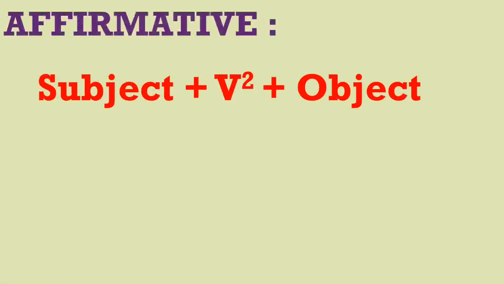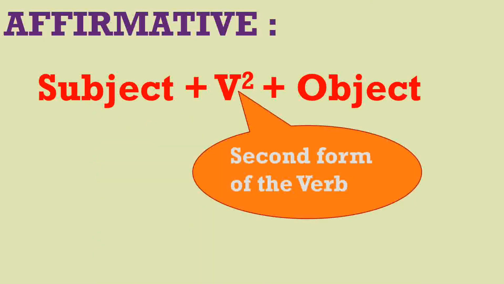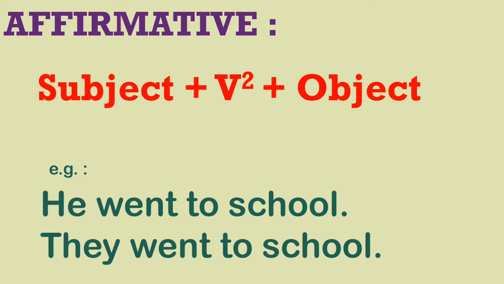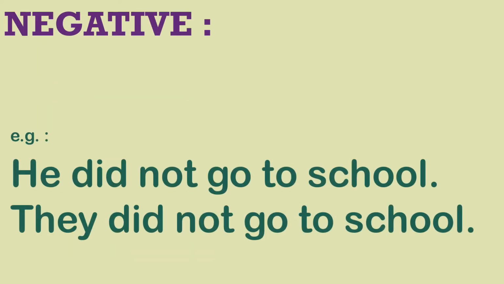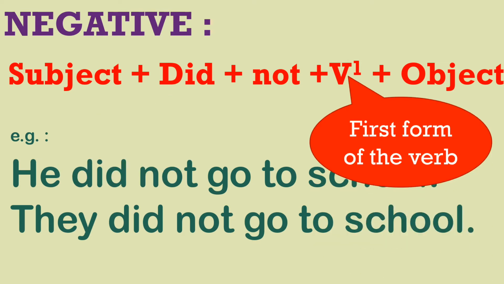In an affirmative sentence, we write subject, then second form of verb, then our object. Now we already have understood what is subject, object, verb, everything. Now I will be telling you quickly only by telling the form of the verb. So in affirmative, second form of verb: he went to school, they went to school. With all the subjects, you will be using the second form of verb in affirmative. In the negative sentence, you will be using the helping verb did not, and whenever you write did, anywhere you write the first form of the verb.